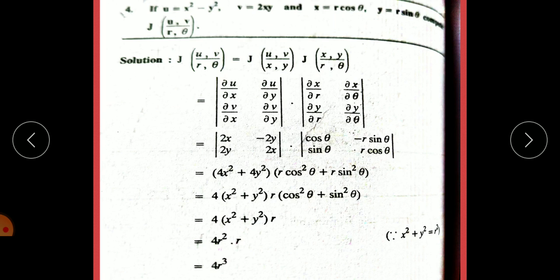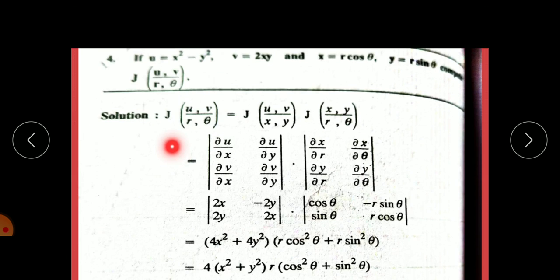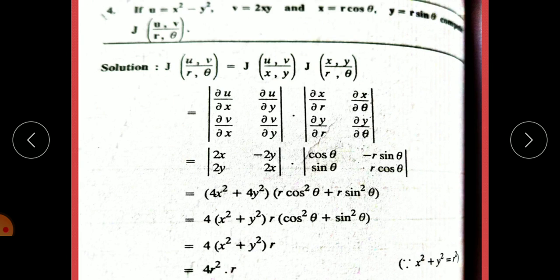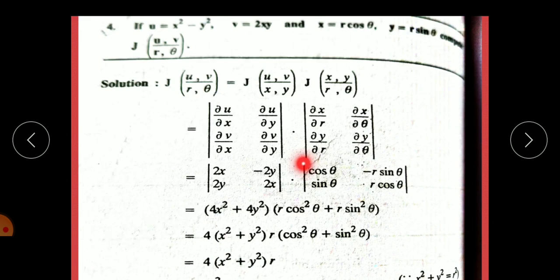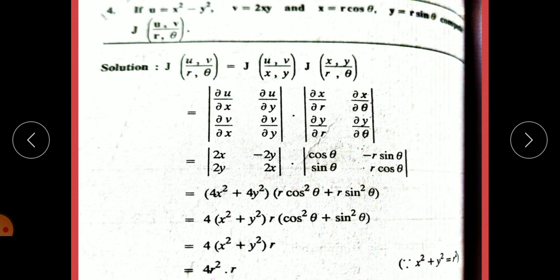Next question: if u and v are the two functions they have given, and x and y also they have given, find the Jacobian of ∂(u,v) divided by ∂(r,theta). We have to use the chain rule, because they have given the uv function as well as the xy function. So J of (u,v) by (x,y) into J of (x,y) by (r,theta). We are using the chain rule here, so the determinant of this one and the determinant of this one.